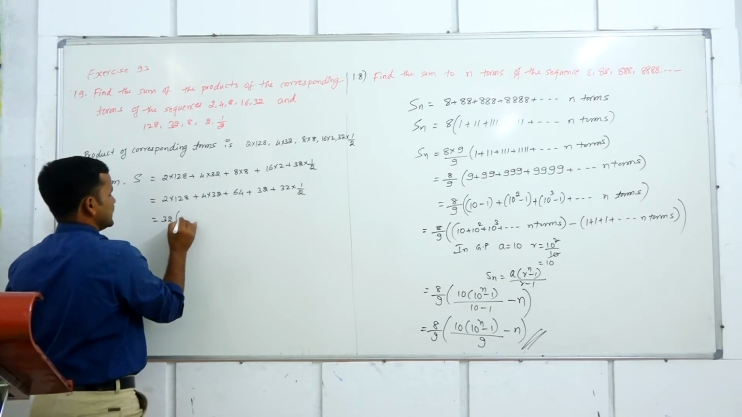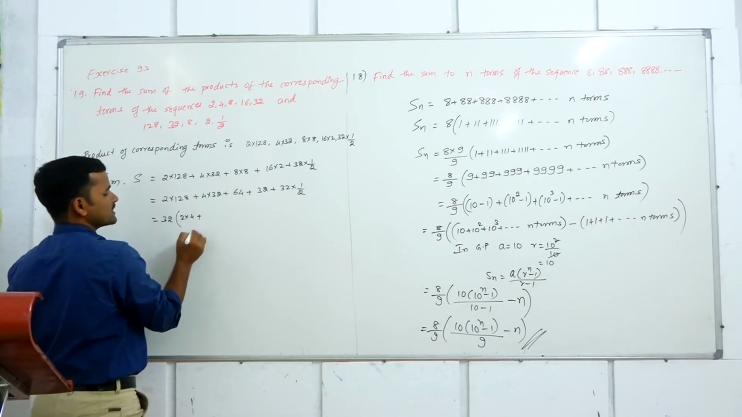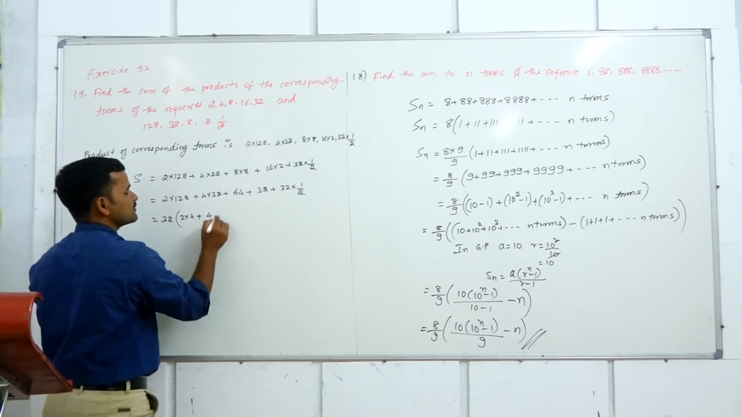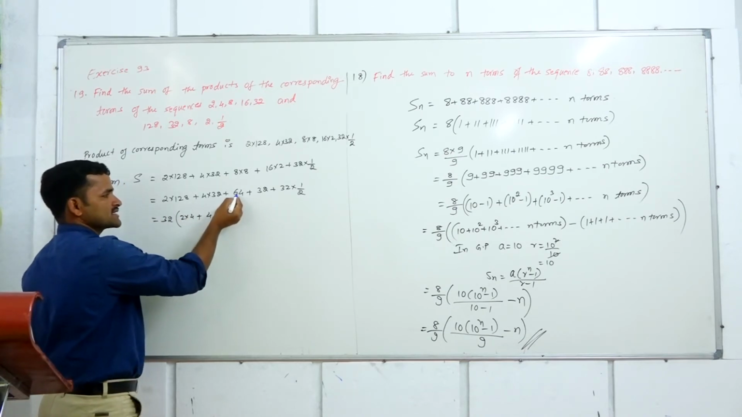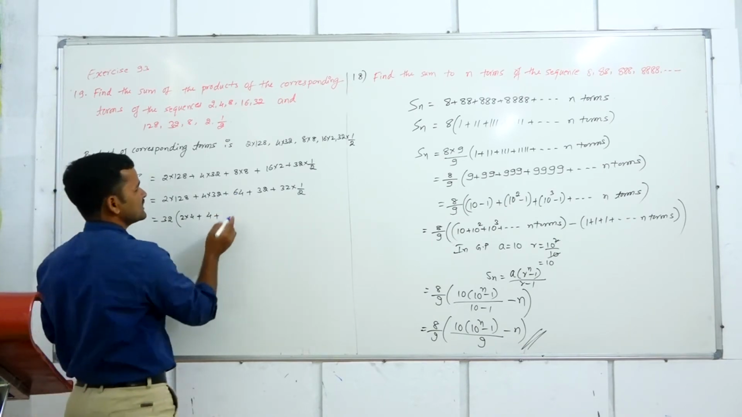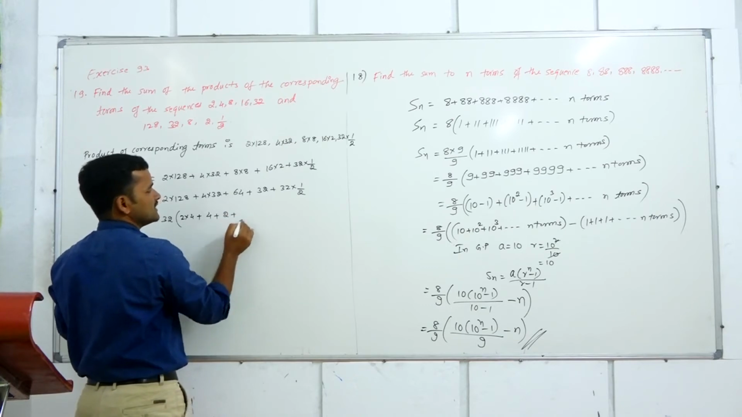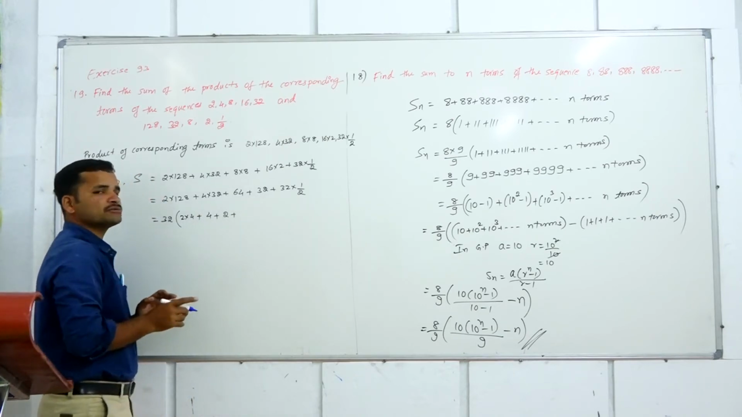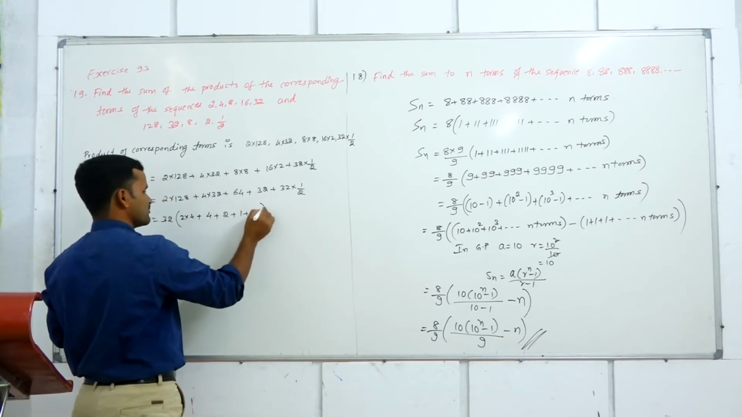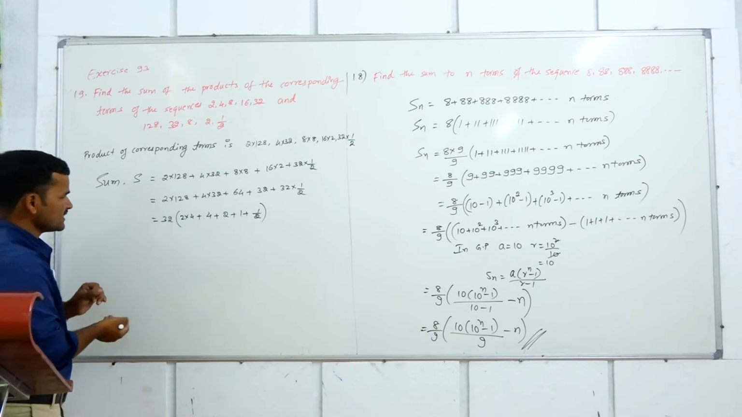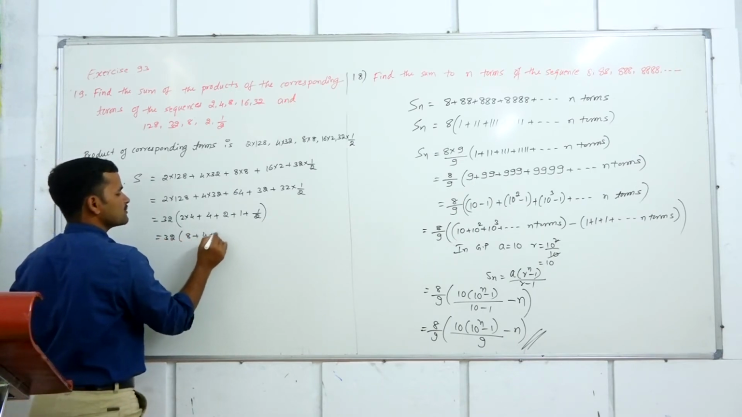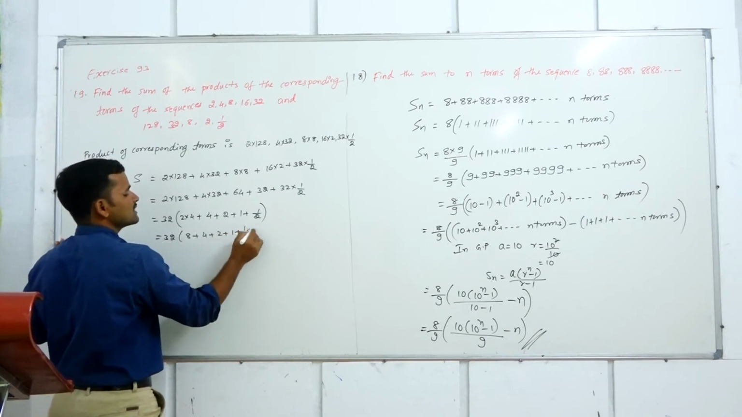If 32 is taken common, then here 32 fours are 128. Hence 2 into 4 remains here. 32 I am taking common. Next, 32 is outside, only 4 remains here. 64 can be written as 32 into 2. 32 is already outside, here only 2 remains. Next here 32 into 1 remains. 32 is taken common means 1 by 2 remains here. Fine. This is 32 into 8 plus 4 plus 2 plus 1 plus 1 by 2.